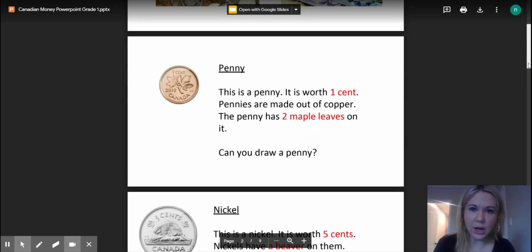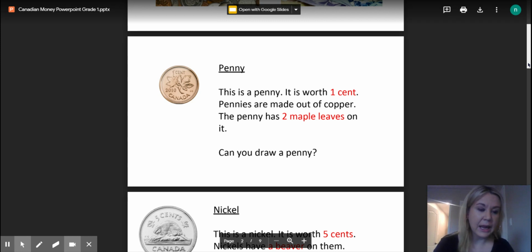The first coin we're going to talk about is a penny. It says this is a penny. It is worth 1 cent. Pennies are made out of copper. I have an example here. Okay, it's kind of a bronze color. The penny has 2 maple leaves on it, and then it says, can you draw a penny?